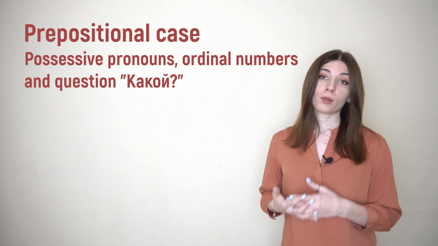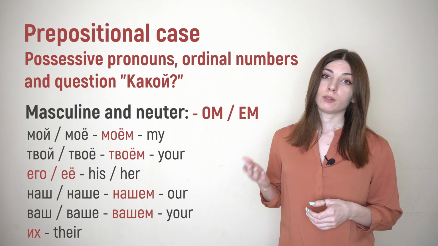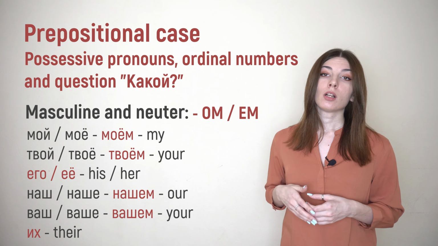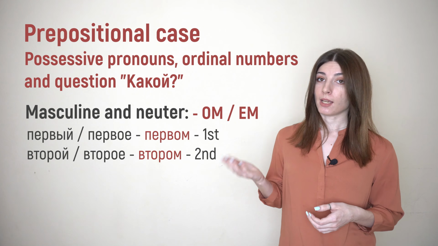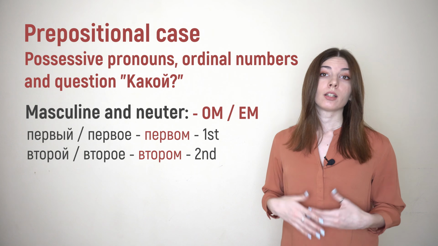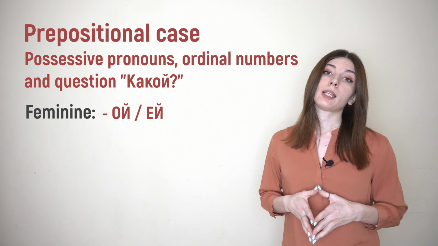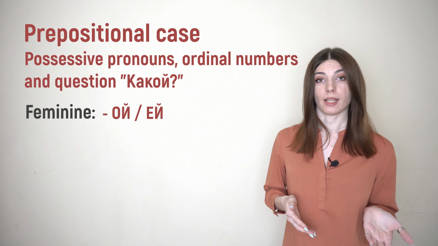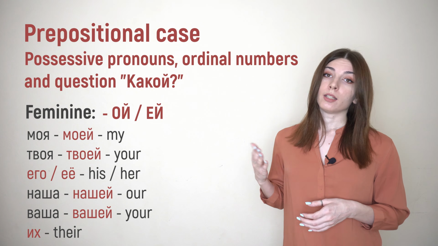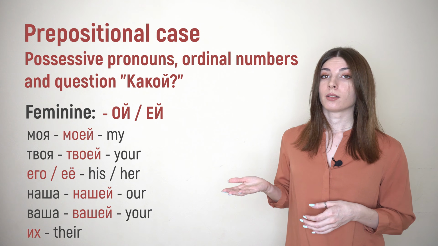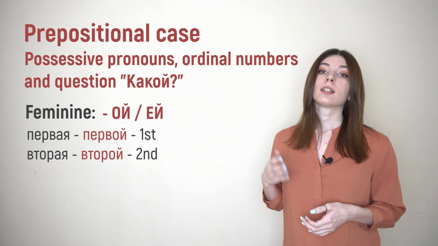So like this, for masculine and neutral, it'll be моем, твоем, его, ее, нашем, вашем, их. And for example, number первом, втором, and the question каком. And for feminine, it'll be also the same endings as before, ой, ей. Моей, твоей, его, ее, нашей, вашей, их. And for numbers, первой, второй, and какой.